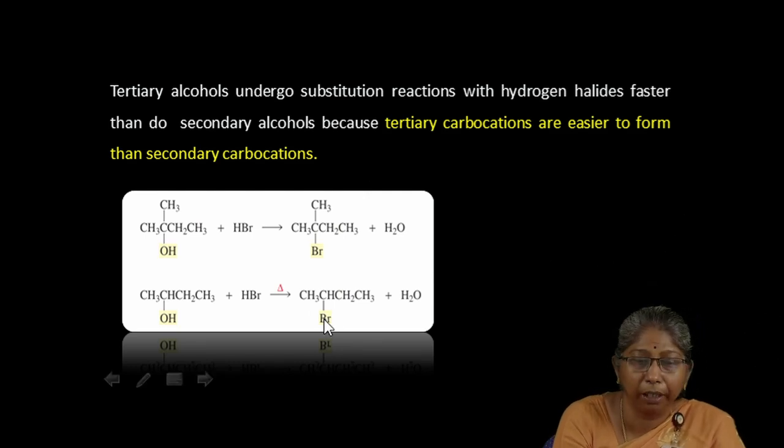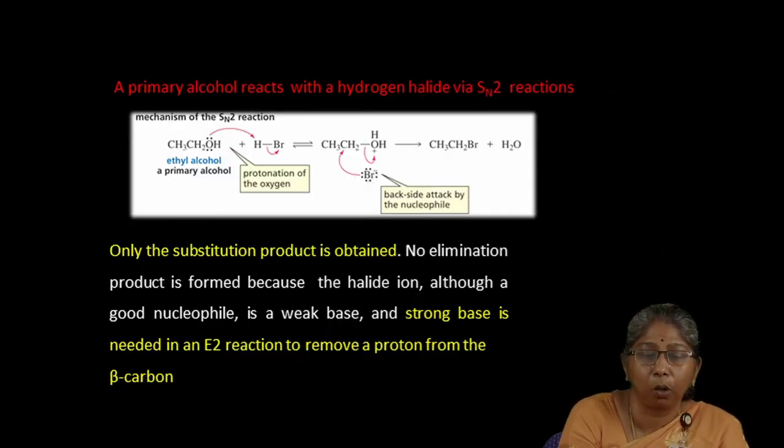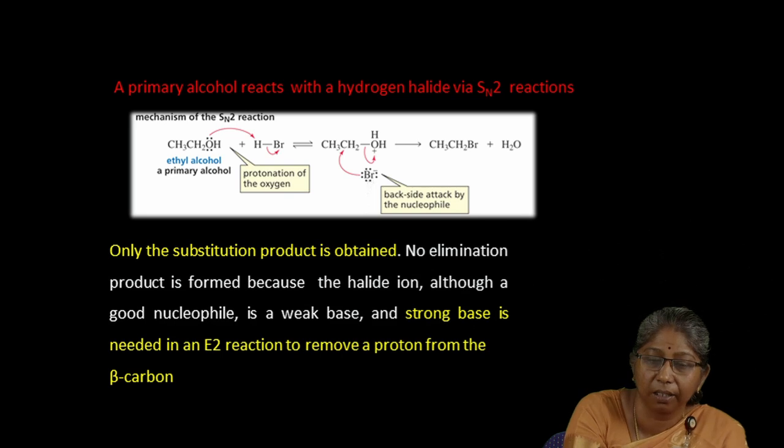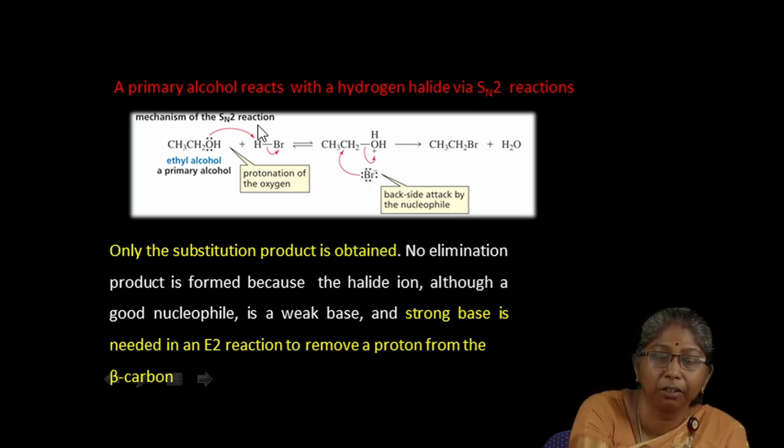Okay, now we'll move to the next one, coming to primary alcohol. Primary alcohol reacts with the hydrogen halides via an SN2 mechanism, that is, a bimolecular nucleophilic substitution reaction. So the reaction takes place in a concerted way, that is, in a single step. With HBr, the H attaches to the OH oxygen and the Br minus attacks to remove it.